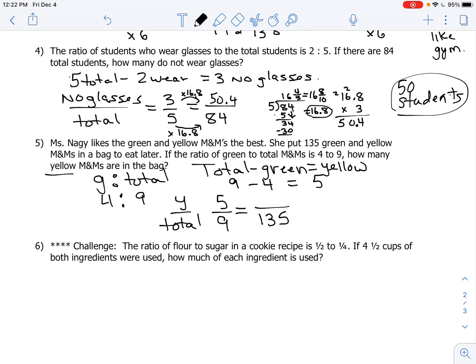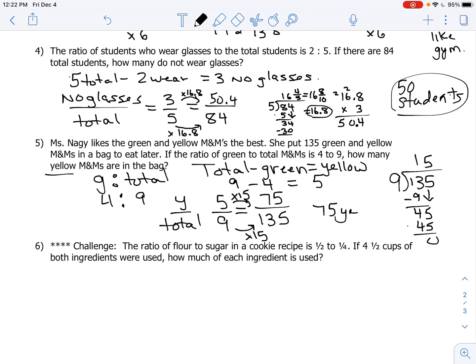That's our total. So 9 times what would give us 135? Let's do that division on the side. 9 goes into 13 once. And when we subtract, we have a difference of 4. So I'm going to bring the 5 down. 9 goes into 45 5 times. And so it looks like 9 times 15 gives us 135. So we're going to do 5 times 15 for the numerator, and that is 75. So that means there are 75 yellow M&Ms that are in the bag.